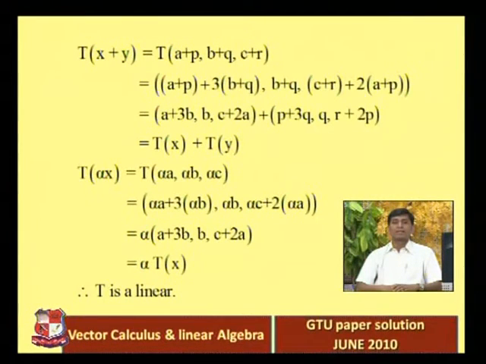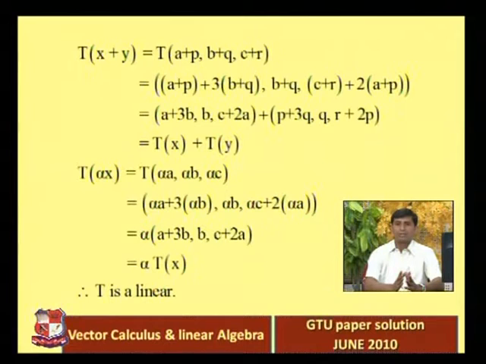So T of alpha into x is equal to T of (alpha a, alpha b, alpha c), right? That is equal to (alpha a plus 3 into alpha b, alpha b, alpha c plus 2 into alpha a), that is equal to alpha into (a plus 3b, b, c plus 2a), that is equal to alpha into T of x. So we satisfied both the conditions for linearity, right? T of x plus y equals T of x plus T of y, and also T of alpha x equals alpha into T of x. So both conditions are satisfied, so that's why T is linear.